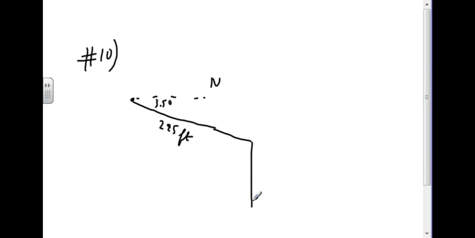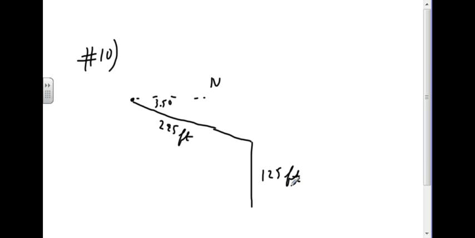The first shaft extends north and down at an angle of 3.5 degrees. Okay, so I'm going to start here. I'm going to call this direction north. I'm going to go north and down 3.5 degrees for 225 feet. Okay. To a vertical shaft, so that's straight down, 125 feet.